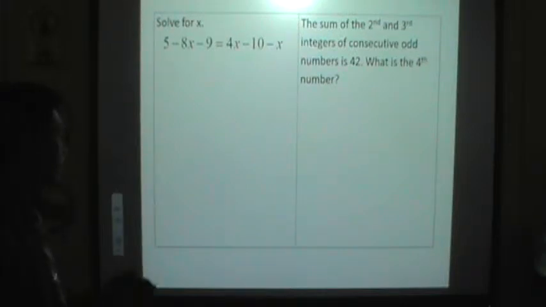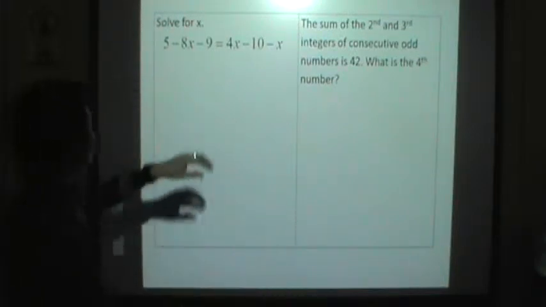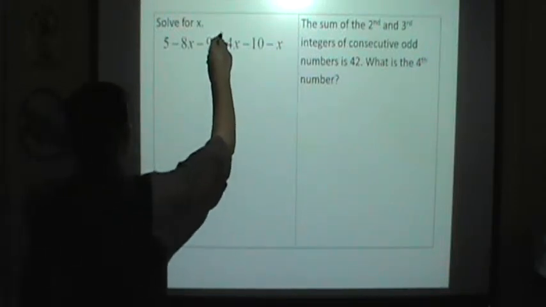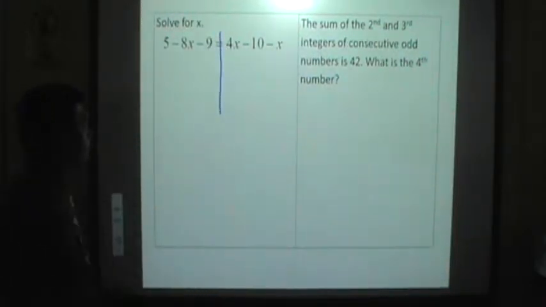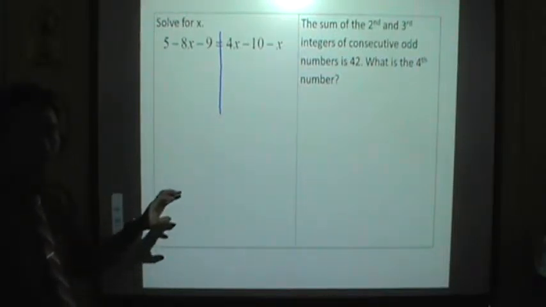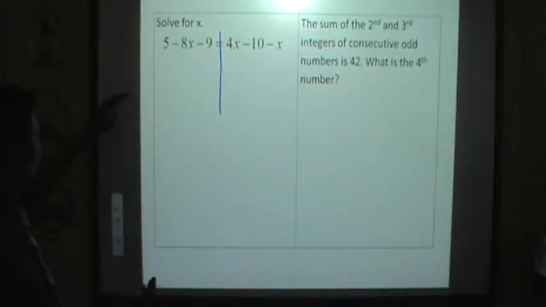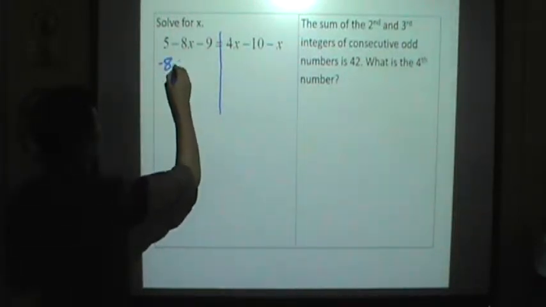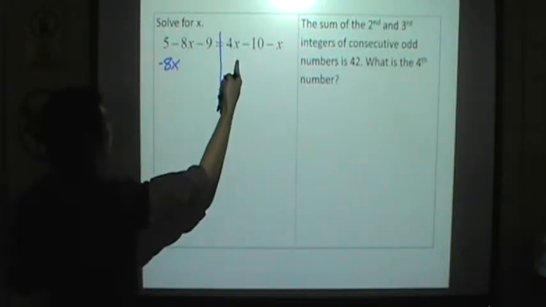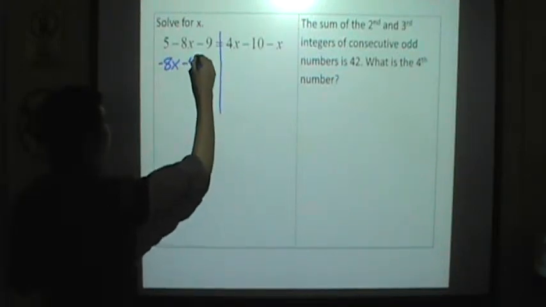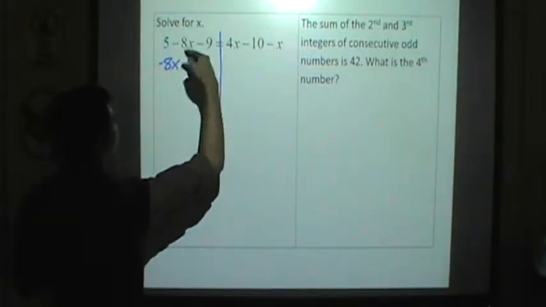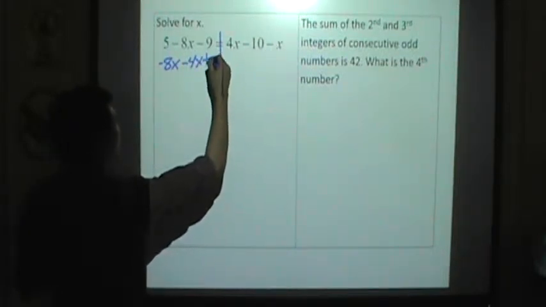Now we agreed in our class that the easiest way to solve this is to make sure that we draw a line here by the equal sign. And then we agreed that all the x's, all the terms with x must be on the left side. So here we got negative 8, so we're keeping that negative 8 on the left side. And see that 4x, when you move it over, becomes minus 4x. And that minus x, when you move it over, becomes plus x.